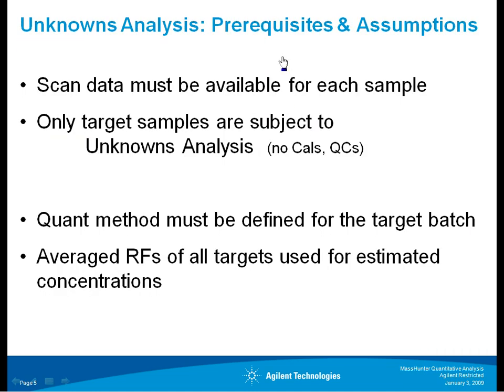There are several criteria or prerequisites for unknowns analysis. First, it must be scanned data, so we have the spectral information. And it's only applied to target samples. It does not get run on calibration or QC samples. The quantitation method is expected to be defined for the target batch, so we don't end up reporting the same target compounds in the unknowns list. And also, in terms of estimating the concentration, we do use the average response factors of all the targets in order to make an estimate of the concentration of the unknown.